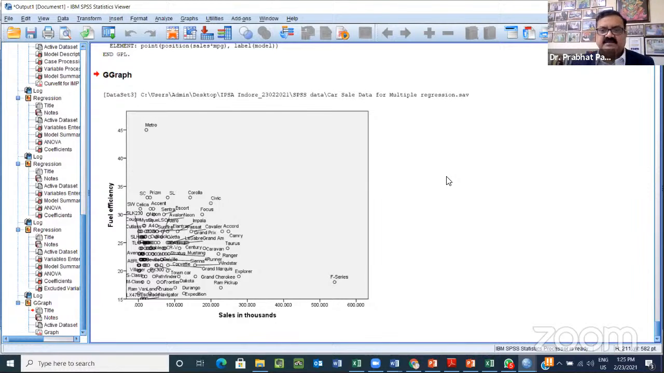So that can be one way. But as a researcher, you may like to look at this model where the sale is very high, even though the car is very less fuel efficient. So if you're a new car manufacturer, this F series is a model to be looked at. What makes this F series actually sell more, even though the fuel efficiency is less? So you can remove Metro, but you would like to keep F series in your model.